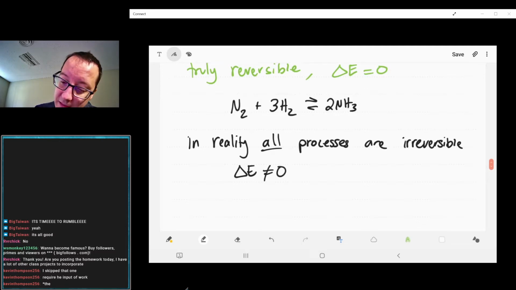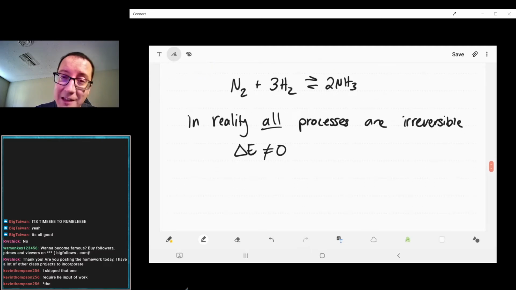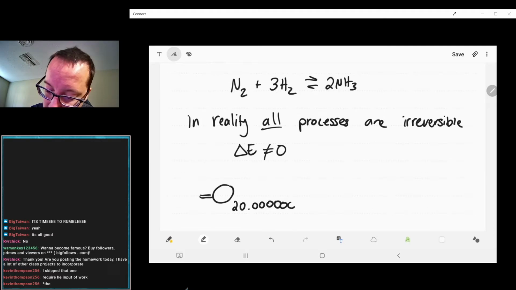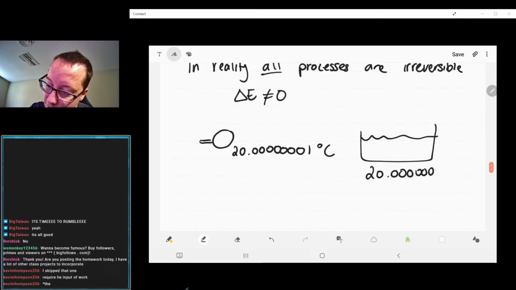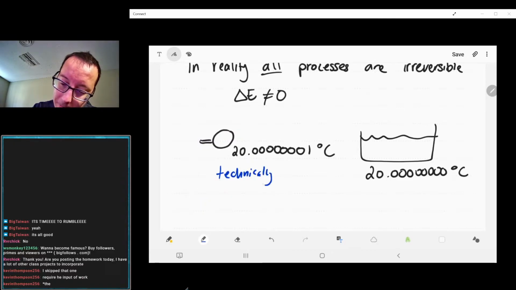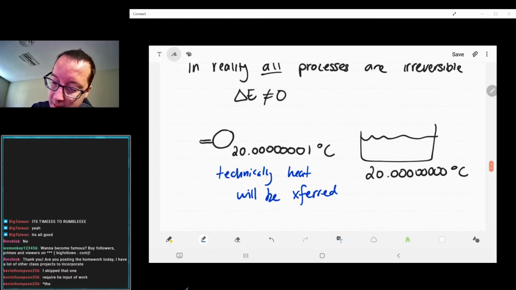But if we pretend that we have, say, a pan, here it is, at 20.0000001 degrees Celsius, and our bucket of water at 20.0000000 degrees Celsius, technically there will be a heat transfer, yes? From the pan to the water, if we put these two together.